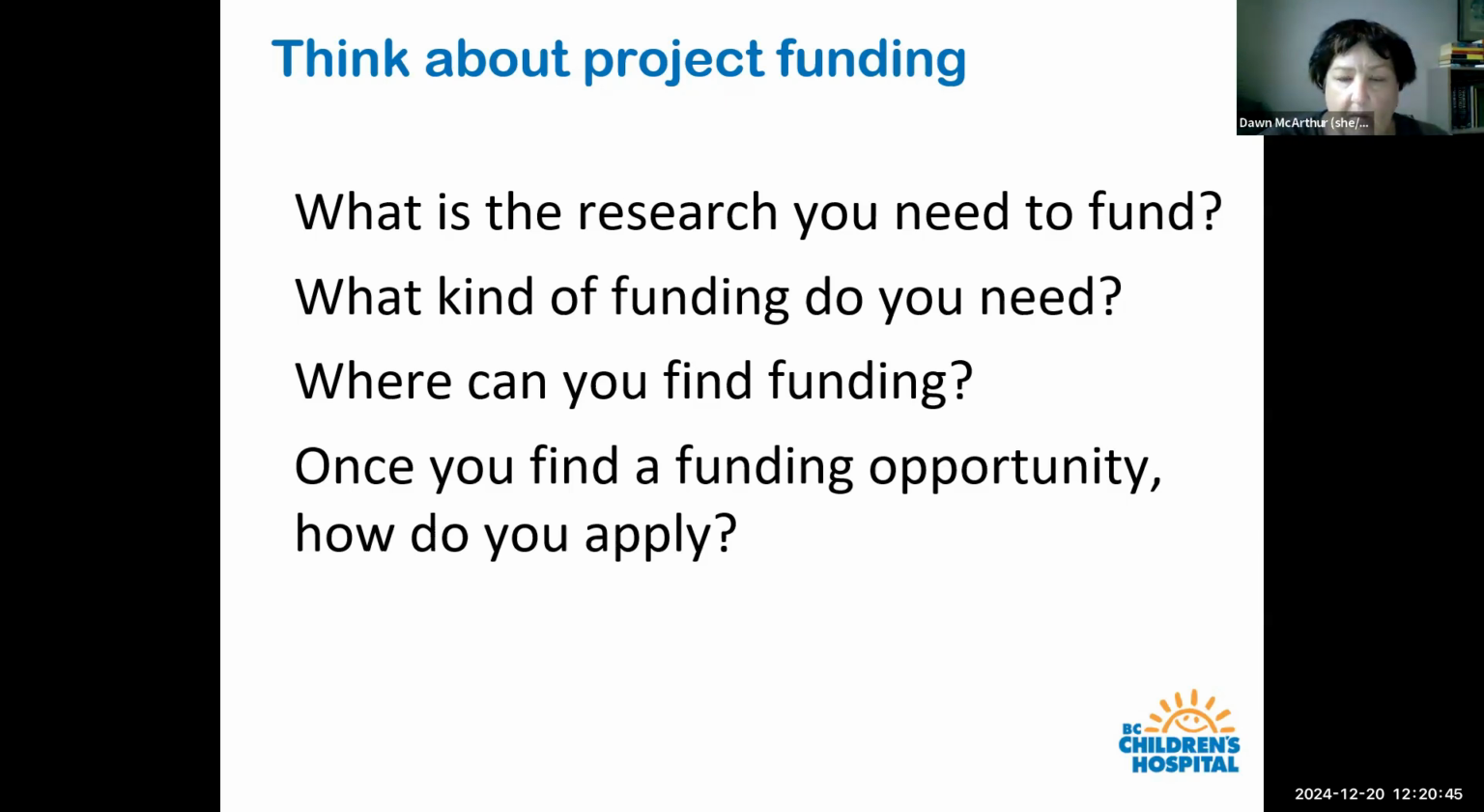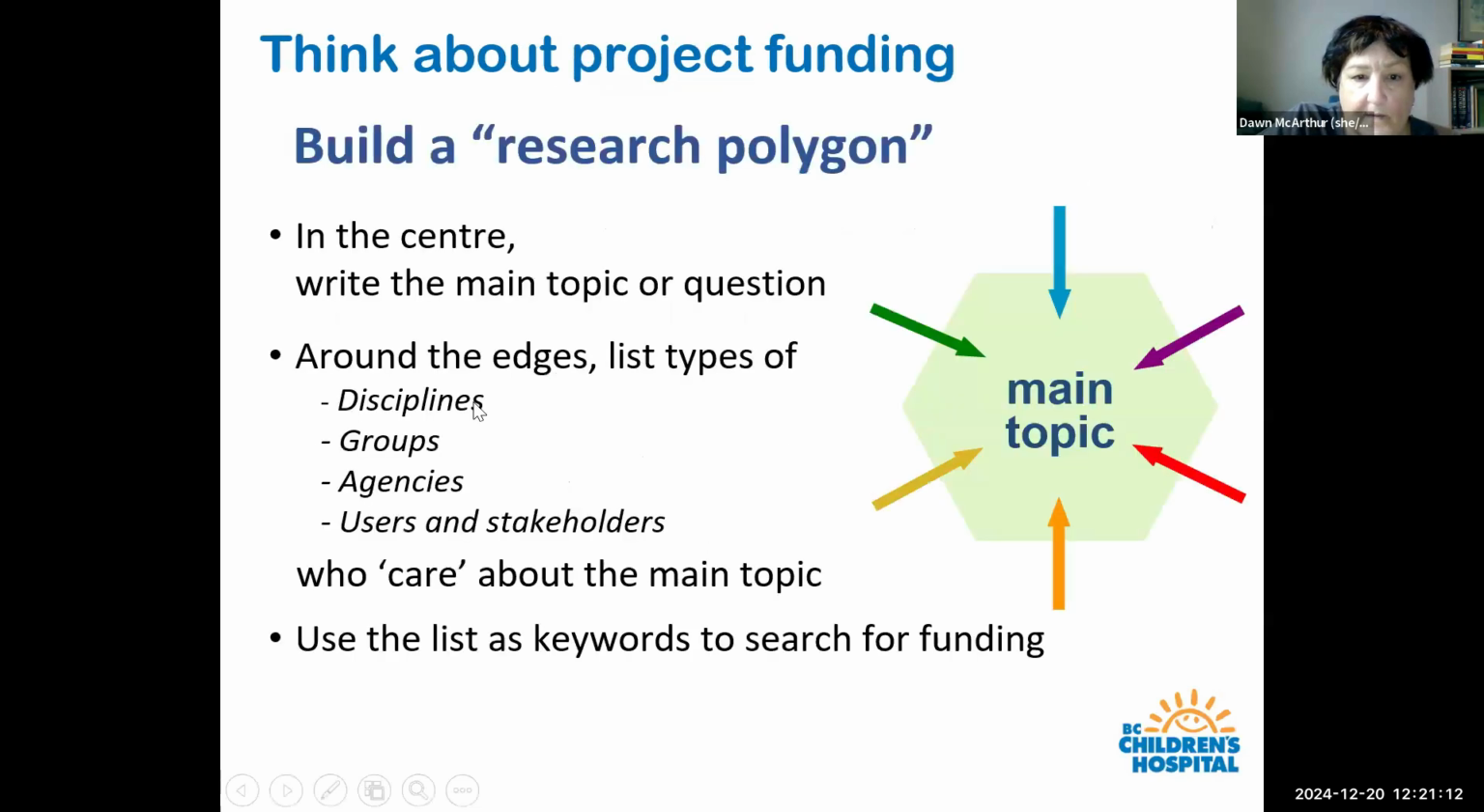You need to think hard about what it is you actually need to do in a practical way, because that's when you can figure out what sort of scope of funding you need. Do you need $20,000 or $200,000 or somewhere in the middle? Where can you find funding? I get asked that question all the time, so I'm going to go through a bit of that. And once you find a funding opportunity, how do you apply? How do you figure out how to apply?